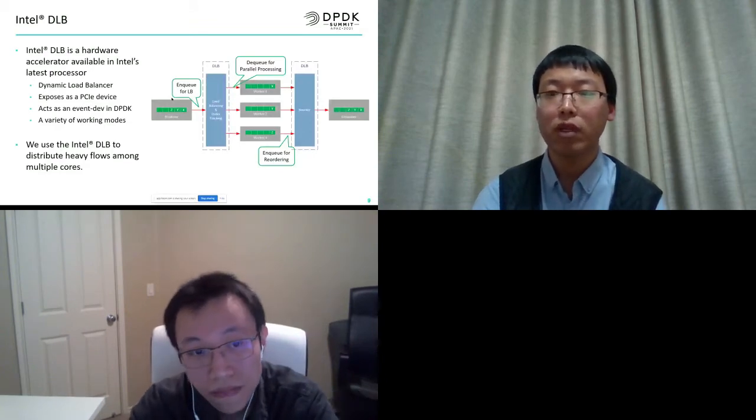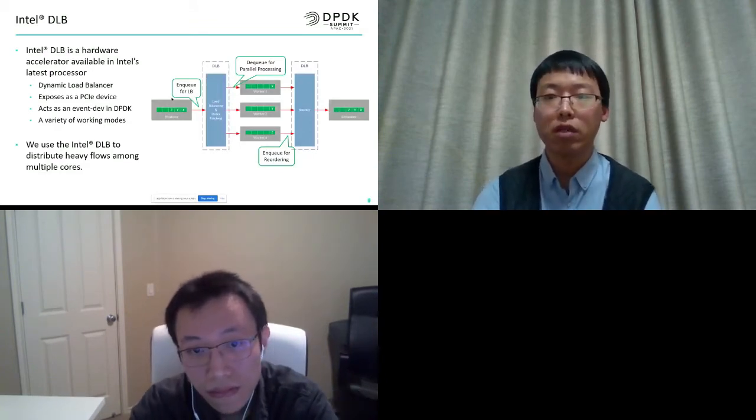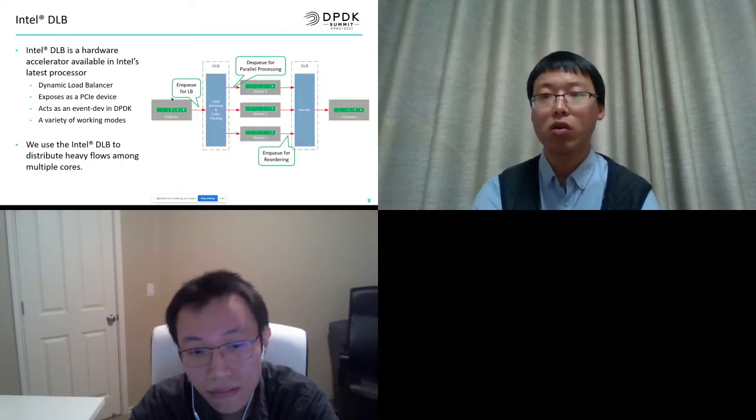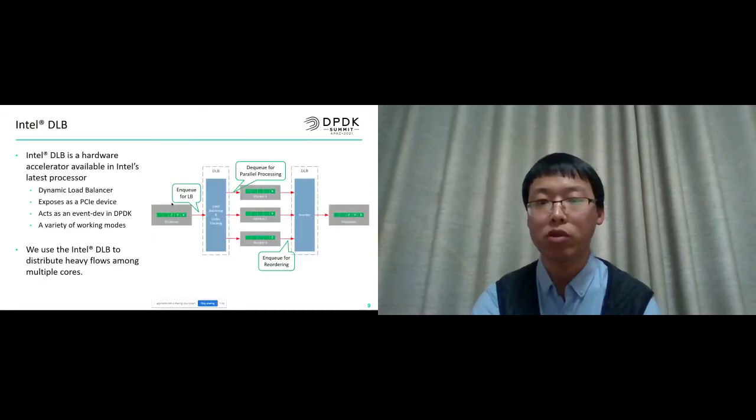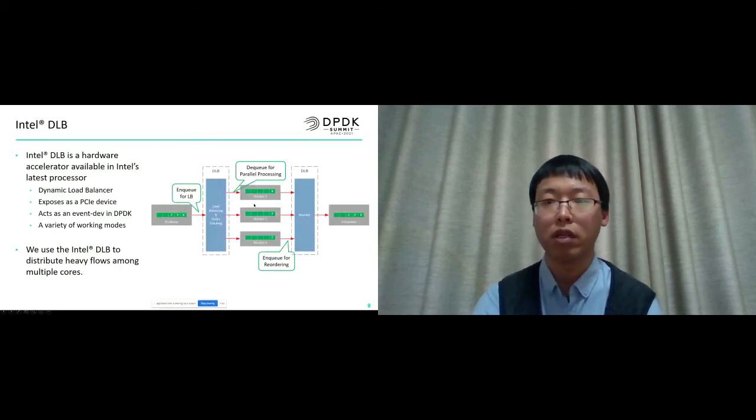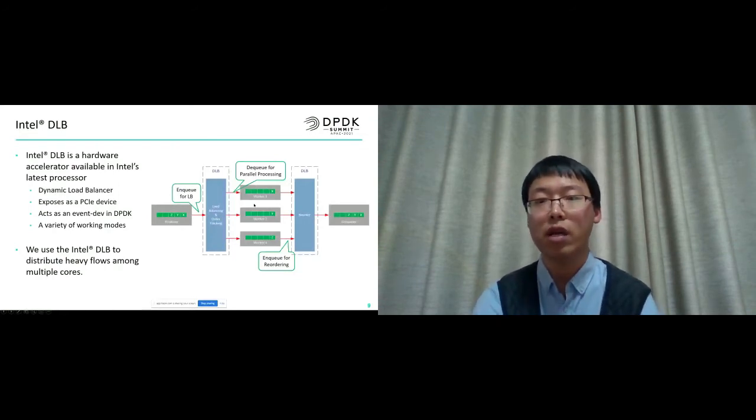It supports a variety of working modes, and the red figure is what we used today. In this mode, the producer could enqueue the packets into the DLB for the distribution and order tracking, and the workers could dequeue the packets from the DLB, then do the parallel processing among these workers. After that, the worker will enqueue the packets to the DLB again for the reordering. So this is the character of this mode: the packet will pass through the DLB twice.